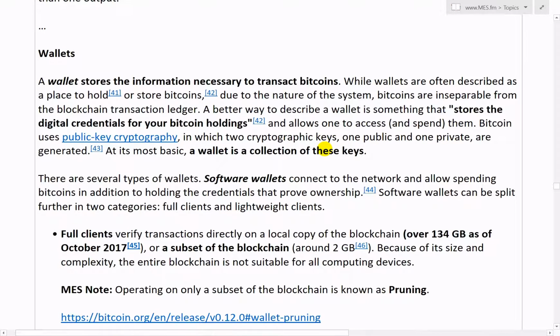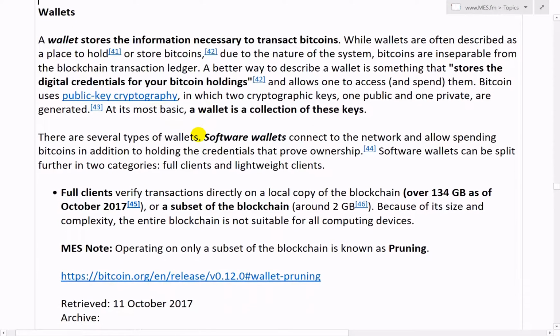So, wallets. A wallet stores information necessary to transact Bitcoins. While wallets are often described as a place to hold or store Bitcoins, due to the nature of the system, Bitcoins are inseparable from the blockchain transaction ledger. Yes, they don't actually hold it, it's just pretty much a key to it. So a better way to describe a wallet is something that stores the digital credentials for your Bitcoin holdings and allows one to access and spend them.